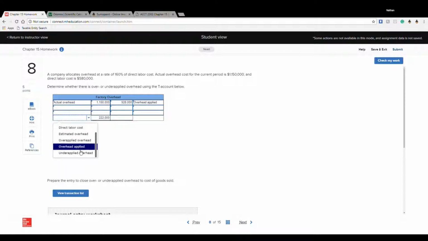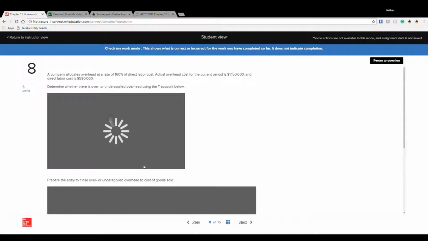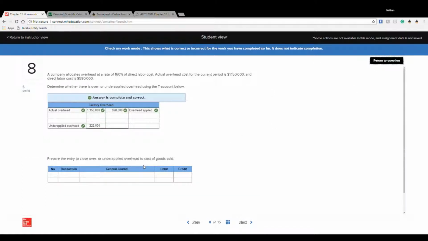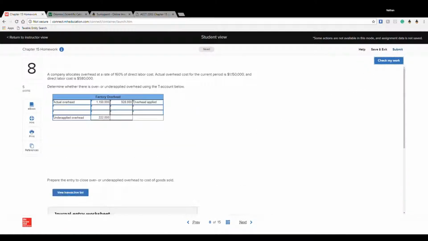So under applied. Now if it was the other way around, which I think question 9, which we're going to get to, then that's over applied because this side's greater. So we'll get into those. Connect just gives you a freebie by actually only putting the blank right here. Of course, you can hit check my work. Notice that everything's correct. So that allows us to move to the journal entry.